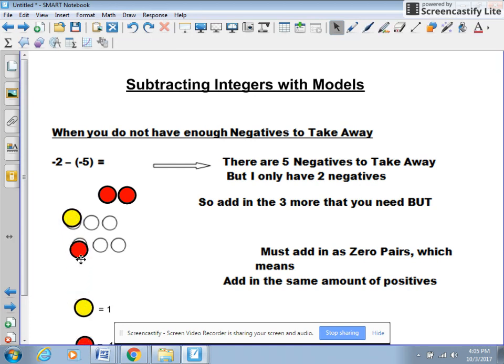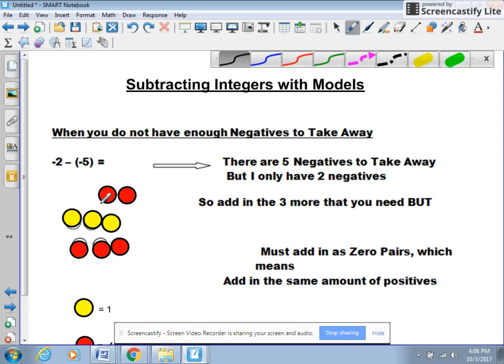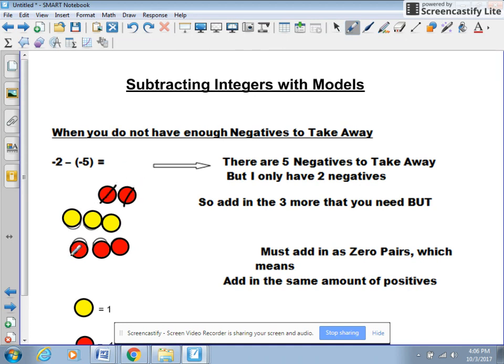1 0 pair, 2 0 pairs, 3 0 pairs. So now I can take away 5 negatives. 1, 2, 3, 4, 5. And what I'm left with is 3 positives. Therefore, negative 2 minus negative 5 must equal positive 3.